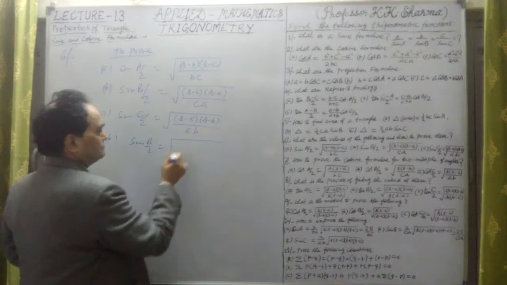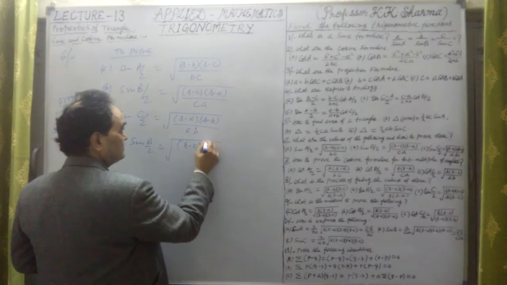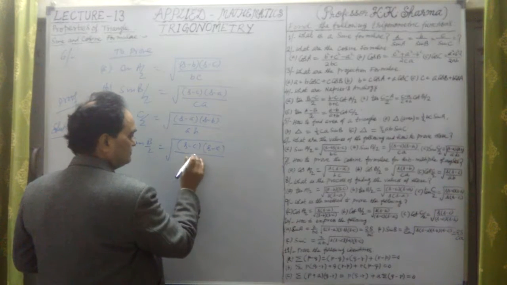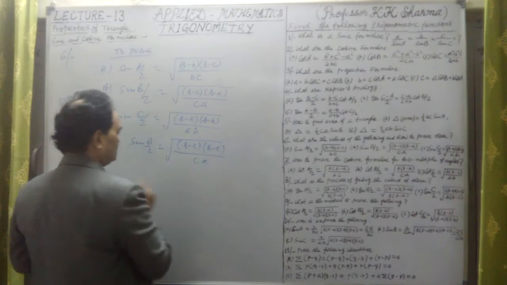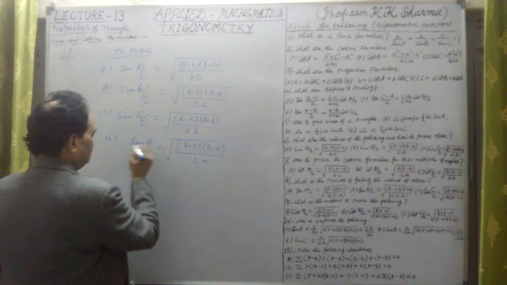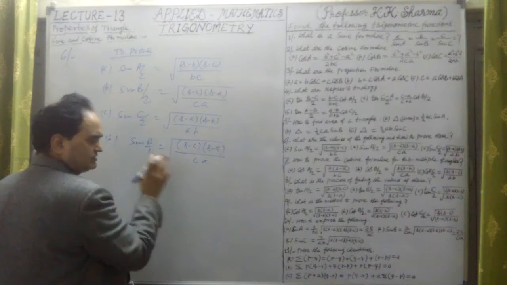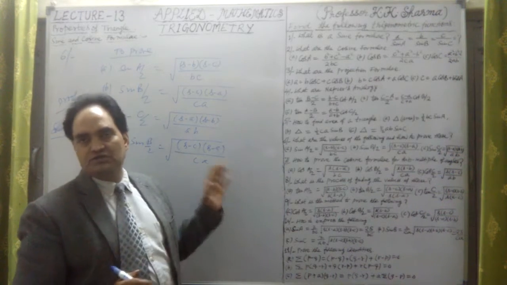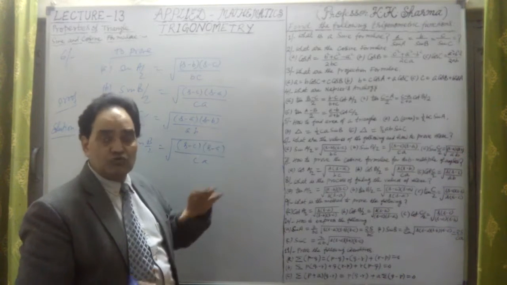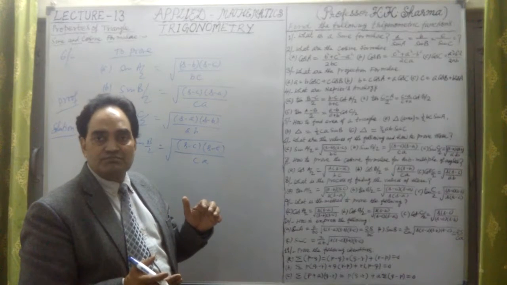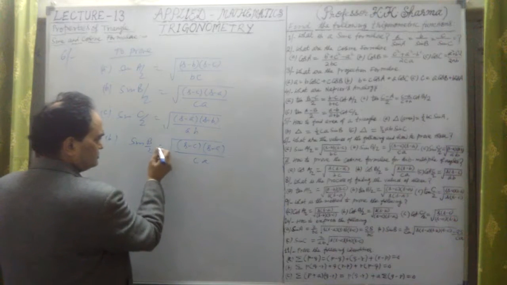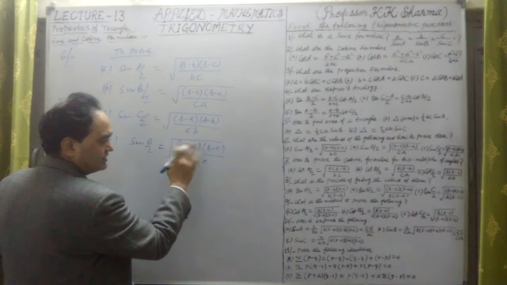Will be square root of, same way we can do this, (S minus C)(S minus A) upon AC. Now it is CA. This is sine B by 2. We can substitute the same value. Similarly, we can prove these also. We can just say that similarly, we can prove that sine B by 2 equals this and sine C by 2 equals this. In that way also we could say. But let me prove them also. I'm just going to prove for the values of them directly.